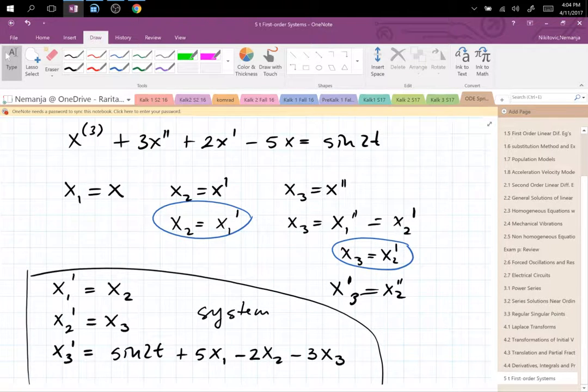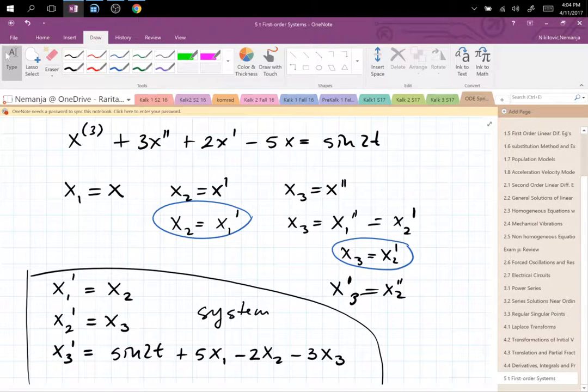And now when you differentiate, since x is equal to x1, you differentiate both, and you get that x2 is x1 prime. Same trick here. You start with x3 equal to the second derivative of x, and then you realize that this and this is the same, because if you were to take two derivatives here, two derivatives there, that replaces it. But that in turn is equal to x2 prime, if you differentiate this.